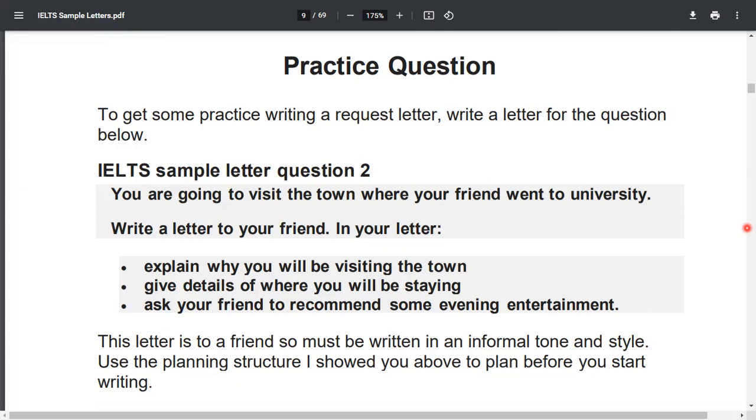So I've just covered two. I'm going to cover even more and more. I'm going to upload more videos about IELTS Writing Task 1 essays, general version, which is the letter.